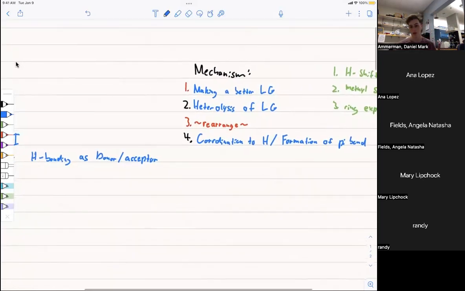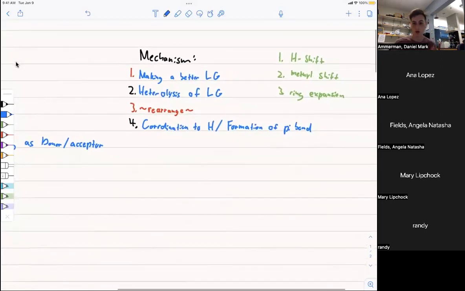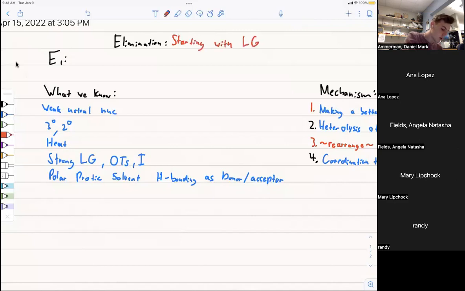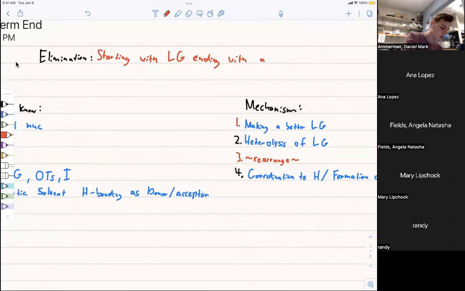So that's our mechanism. I would recommend throwing that on a note card that you'll have for it, just in case you forget. Like, I can recognize, all right, I'm doing E1, here's what we know about E1, and here's what we're going to do with it. And then for E1, just the definition of elimination, and I'll put that up here as well, or just kind of what we're looking for, is starting with a leaving group and ending with a pi bond.